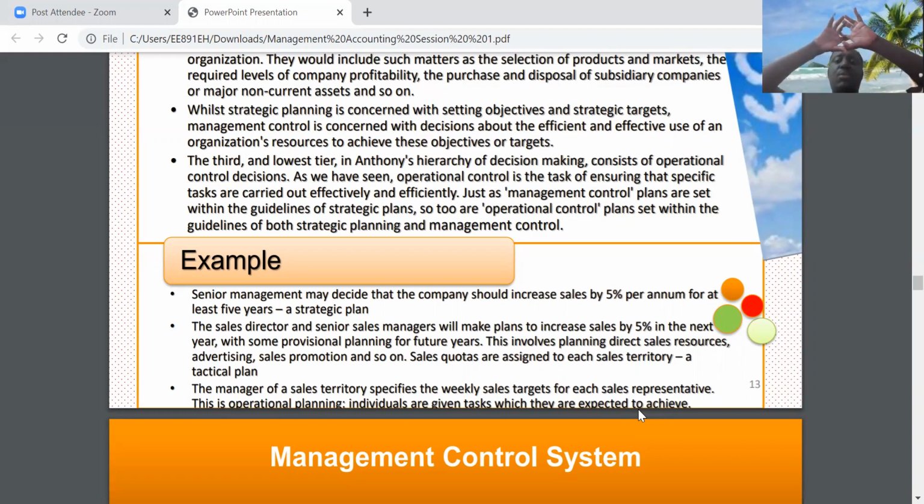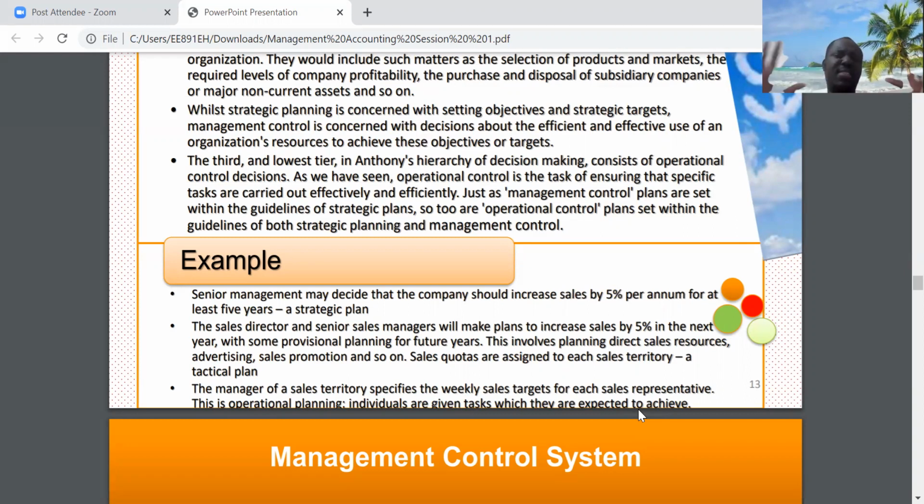You see, the strategic plan was very broad: a 5% increase in sales each year for 5 years. Now the sales director will break it down and say, okay, we need to advertise, we need to promote, we need to get sales quotas for each sales territory. And that will be a tactical plan. Then let's move on to the operational. The sales director has mapped out all the sales territories and the sales quotas. Now the manager of each sales territory will specify the weekly and daily targets for each sales representative. This is what we call operational planning, because individuals are given specific tasks which they are expected to achieve.